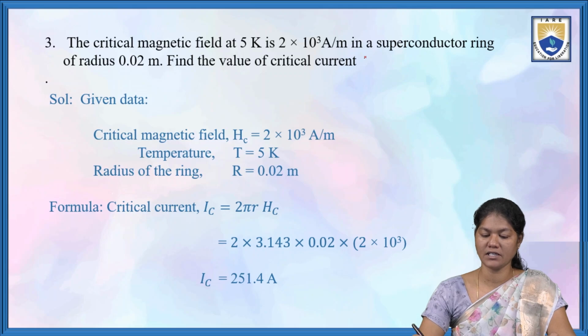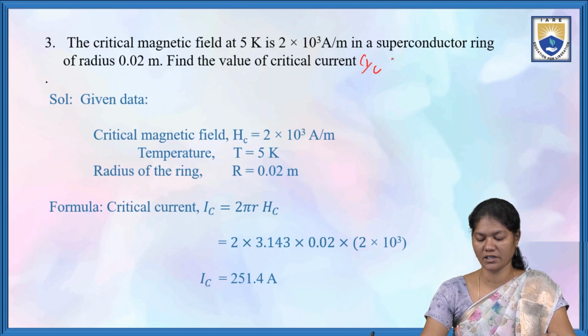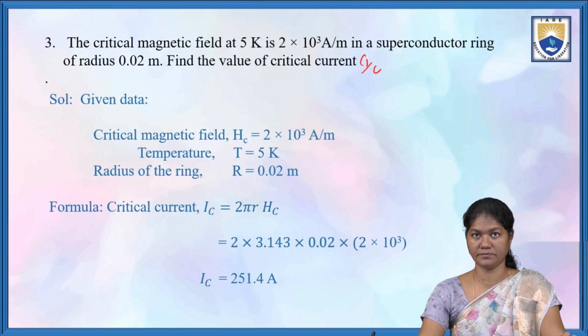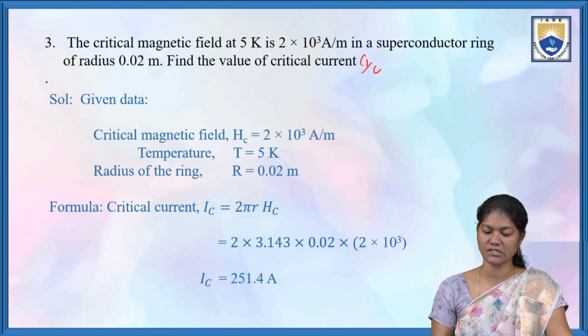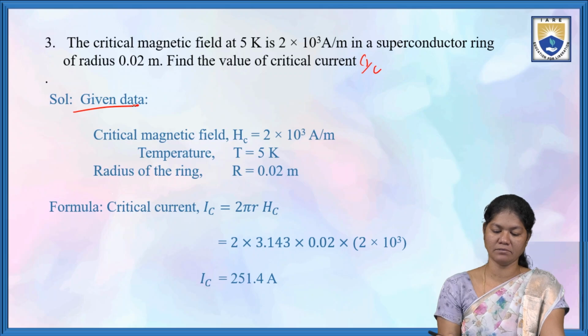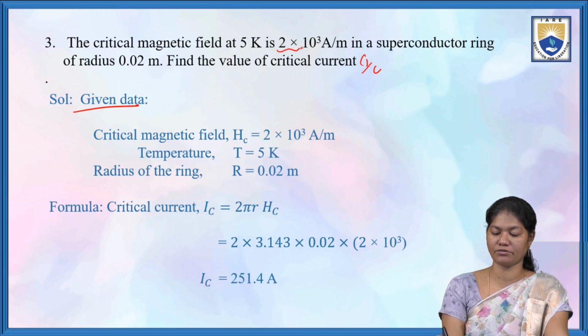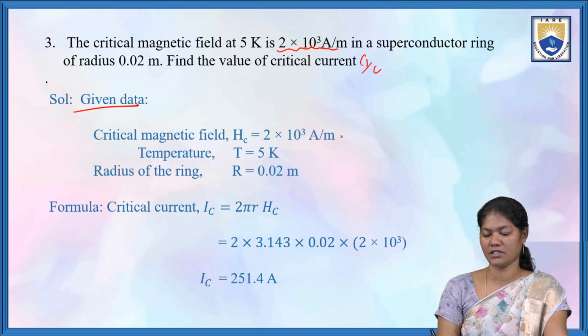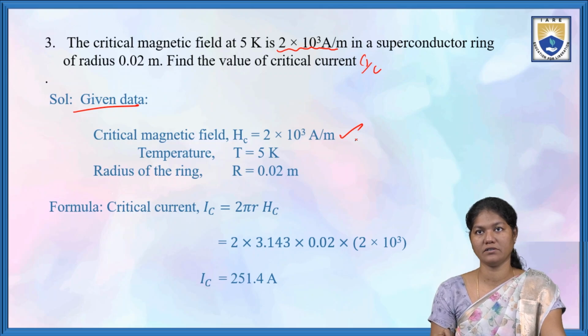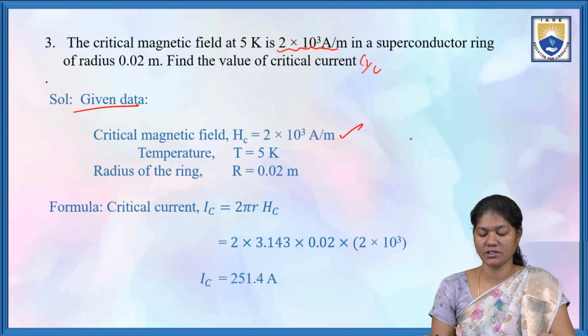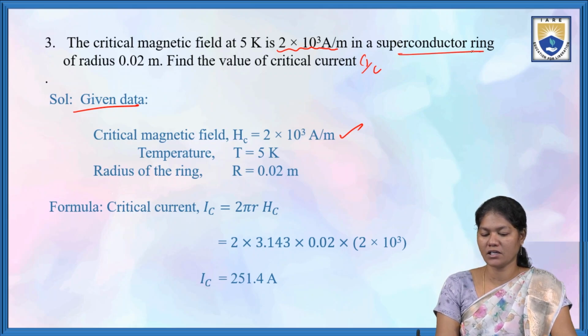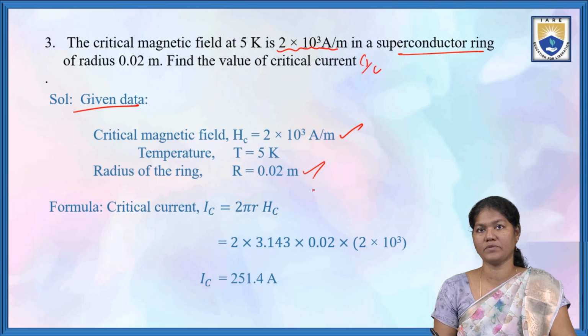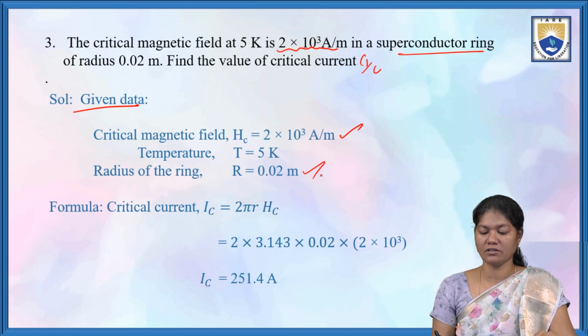So critical current Ic. We need to find critical current Ic. So the given data: critical magnetic field Hc is equal to 2 into 10 power 3 ampere per meter. Temperature T is equal to 5 degree Kelvin. The radius of the superconducting ring is 0.02 meters. So we need to find the critical current.